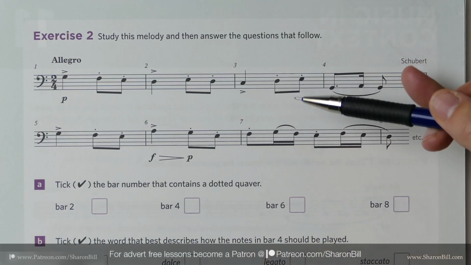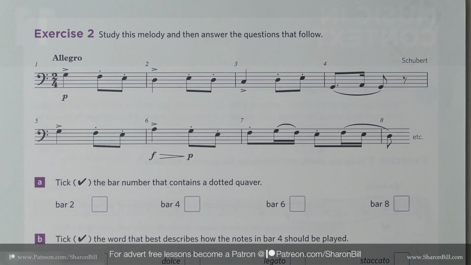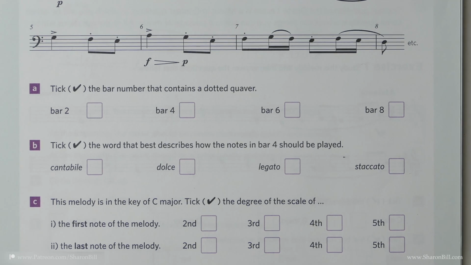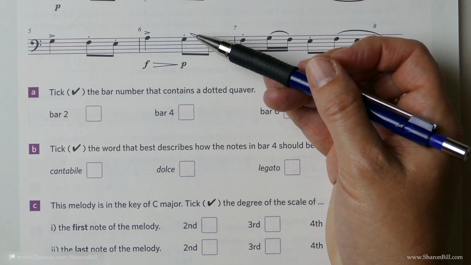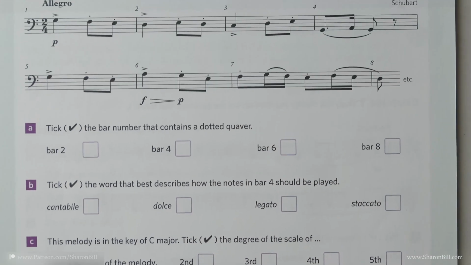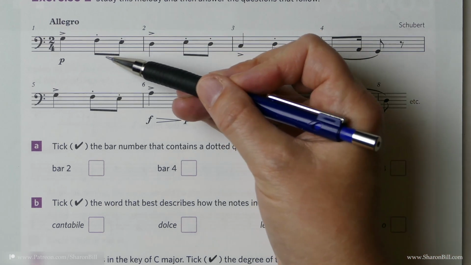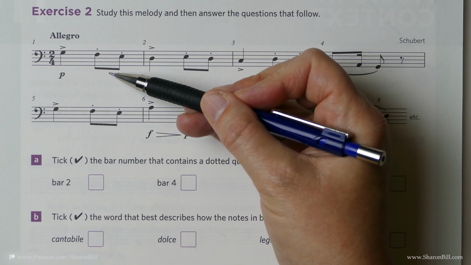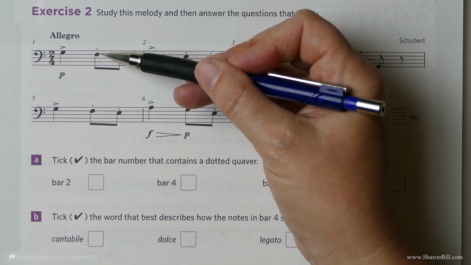So now we've had a little look at this, I think we're prepared to start answering the questions. So first of all, we're asked to tick the bar number that contains a dotted quaver. So let's just look through and find a dotted quaver. Now, a quaver can be joined with a beam. However, the dot, to be a dotted quaver, must come after the note, not above the note.